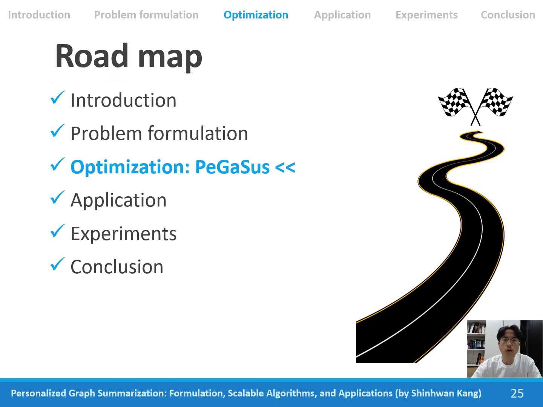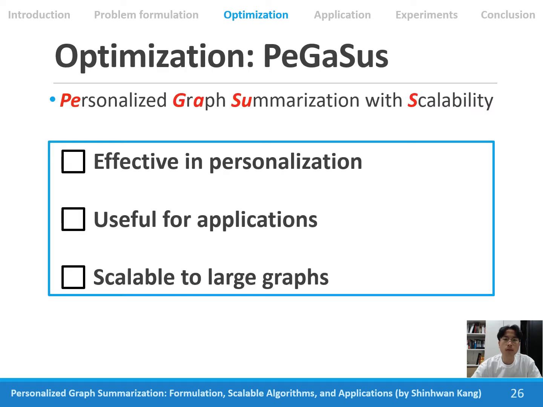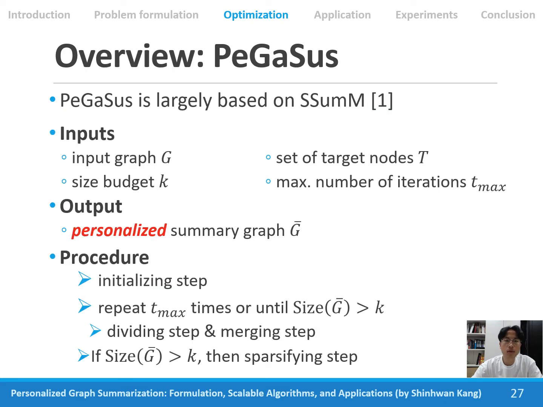Let me describe our optimization algorithm Pegasus for the personalized graph summarization problem. Pegasus is effective in personalization, useful for applications, and scalable to large graphs. These properties will be shown one by one in later slides. Note that Pegasus is largely based on the state-of-the-art algorithm for non-personalized graph summarization.